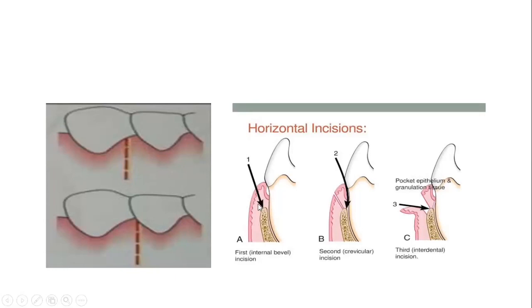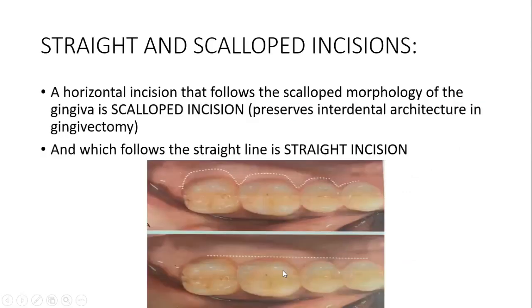Now you can see three pictures, A, B, and C. A is the internal bevel incision, the second is the crevicular incision, and the third is the interdental incision. Don't worry about what these names are and what type of incision these are, because we are going to discuss all of these in detail in this video.